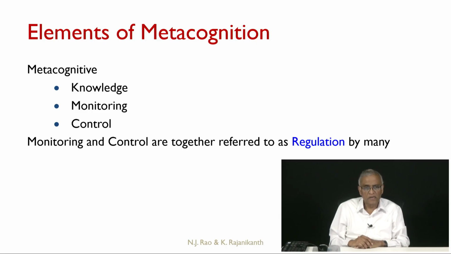Now, we look at the elements of metacognition. We briefly looked at this in our earlier unit. The three elements are metacognitive knowledge, metacognitive monitoring, and metacognitive control. And in the literature, monitoring and control are together referred to as regulation, as metacognitive regulation, by many authors. Even today, many research papers do not separate monitoring and control, whereas in some parts monitoring is a separate process and controlling is a separate process.